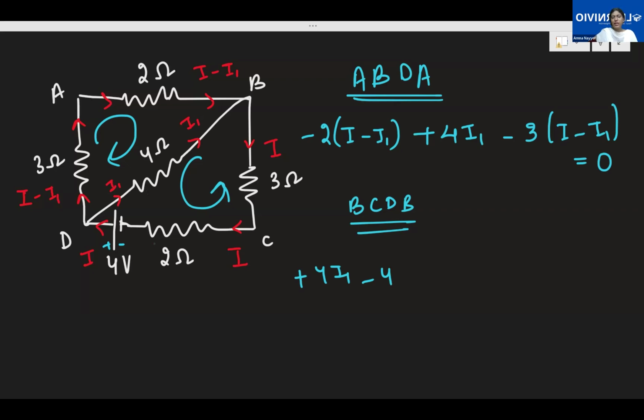So minus 4. Then comes the resistor. This is 2 into I. Now, we are moving from D to C. Current is moving from C to D. Opposite is positive. Last, we are moving from C to B, and current is moving from B to C. So plus 3 I is equal to 0. This is the second equation. This is your first equation. Solve them, get the values of I and I1, so you'll know what the currents are in each branch. Am I clear? Yes, ma'am. Write this, and then series and parallel, let's discuss it.